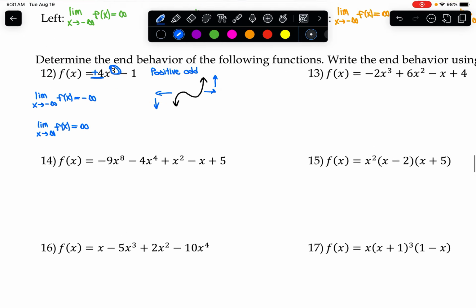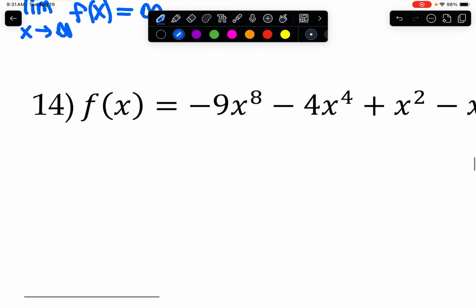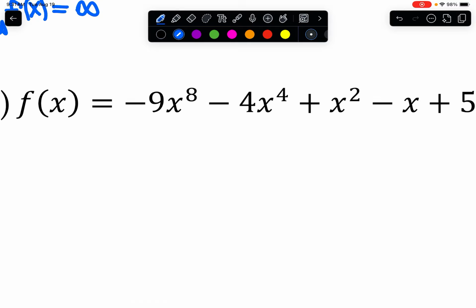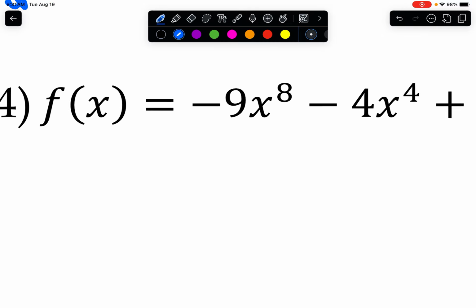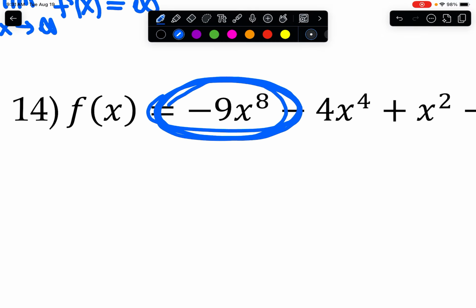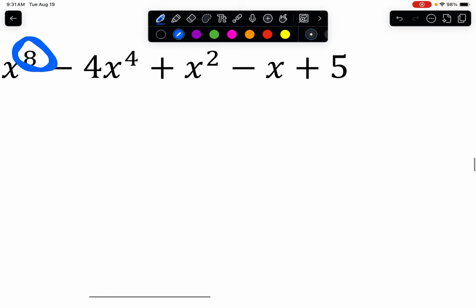All right, let's actually go down to 14. With 14 here, you want to first identify your leading term, which has your leading coefficient and degree. I can see that my highest exponent is here, so that means my leading term is negative 9x to the 8th. I see that we have a negative in the front and that we have an 8 for a degree, which means we're going to have a negative even.